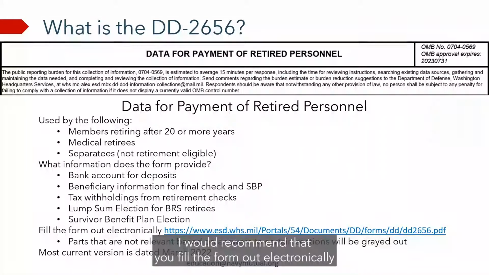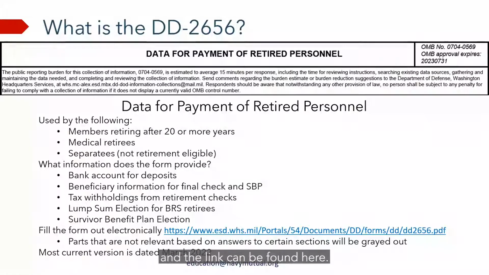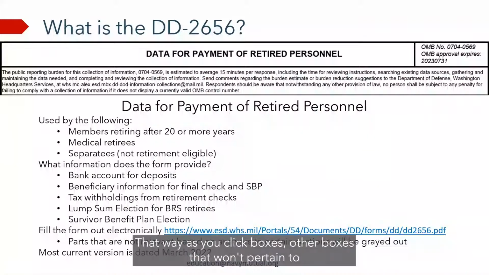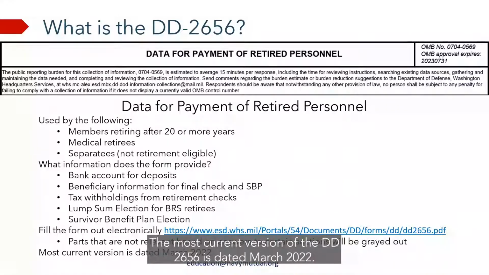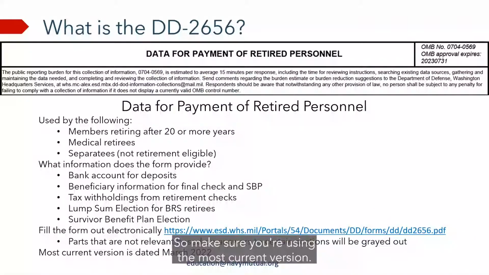I would recommend that you fill the form out electronically, and the link can be found here. That way, as you click boxes, other boxes that won't pertain to you will not populate. The most current version of the DD-2656 is dated March 2022, so make sure you're using the most current version.